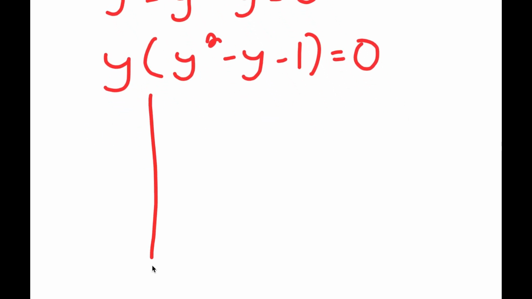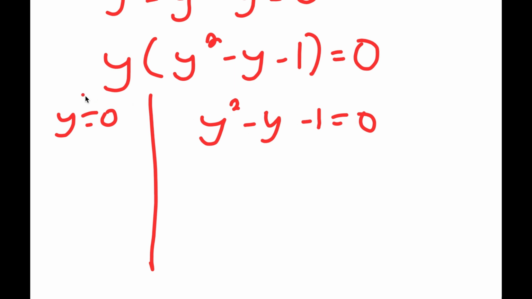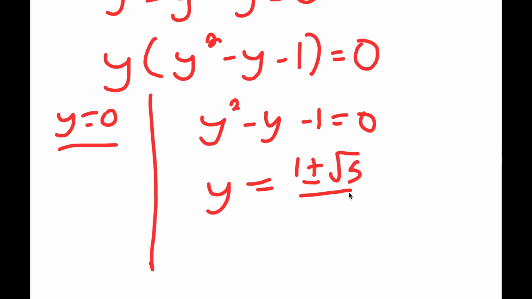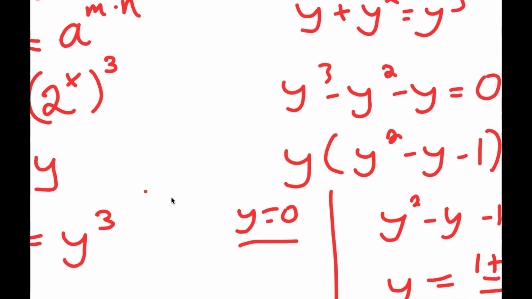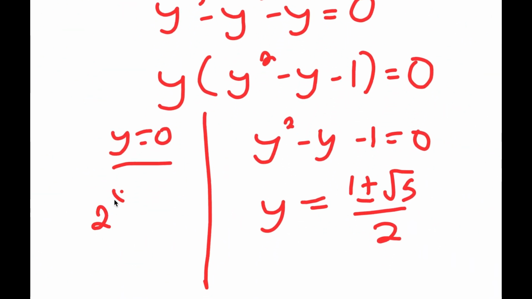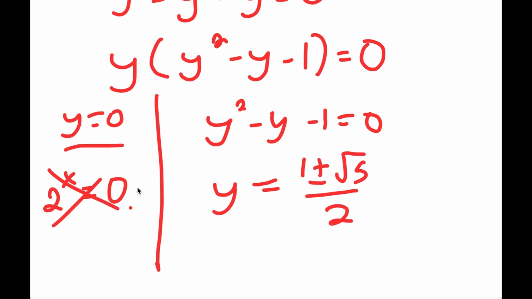So this gives me two equations. I get y equals 0, and I get y squared minus y minus 1 is equal to 0. So y equals 0 is already a solution. And for y squared minus y minus 1 equals 0, if you use the quadratic formula and solve that, you get y equals 1 plus or minus the square root of 5 over 2. So now remember how we let 2 to the power of x equal to y. So first off, we have 2 to the power of x equals 0, and you can't take the power of a number and make it equal to 0, so there's no solution for this.